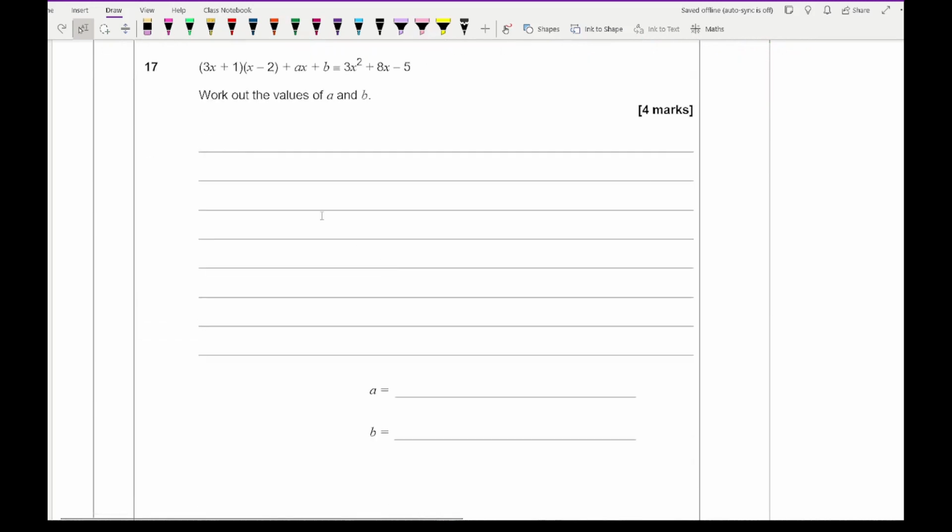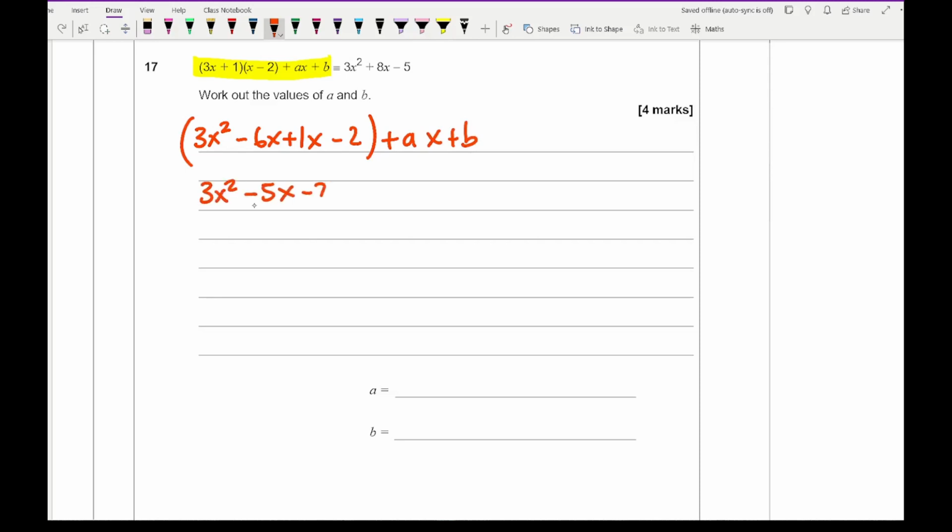For question 17, it says work out the values of a and b. So what we need to do here is expand and simplify the left hand side. First of all, expanding out the brackets, we get 3x squared minus 6x plus 1x minus 2, and that's plus ax plus b. Then simplifying the brackets, I get 3x squared minus 5x minus 2 plus ax plus b.